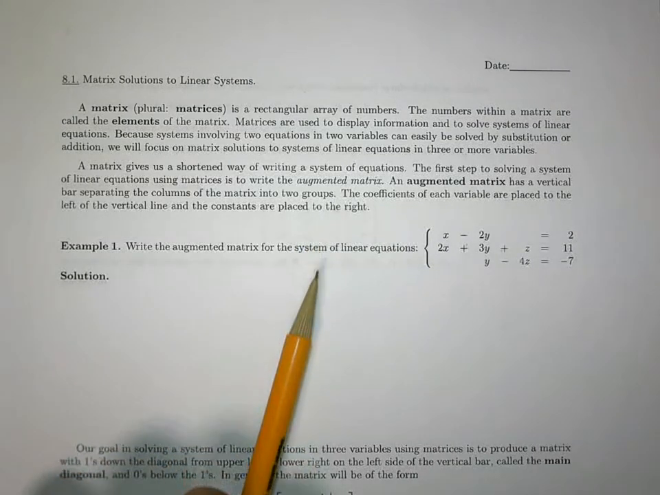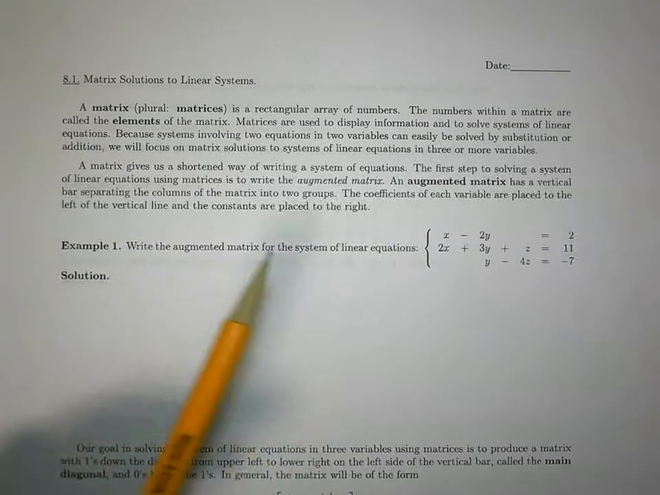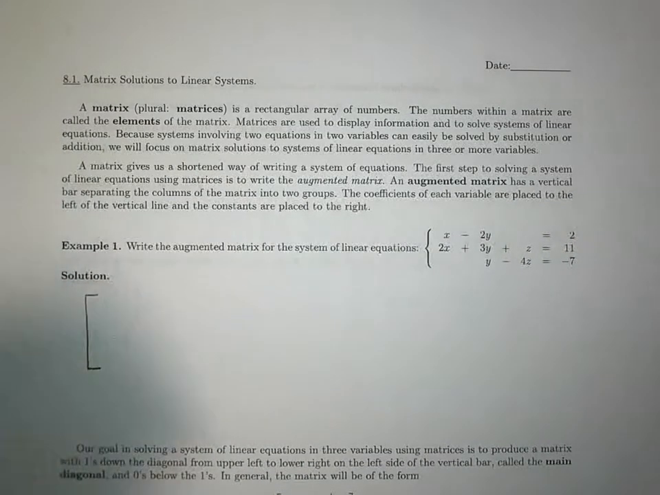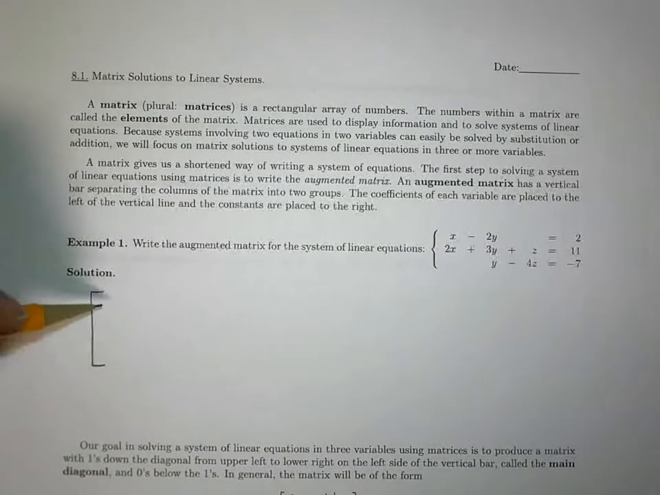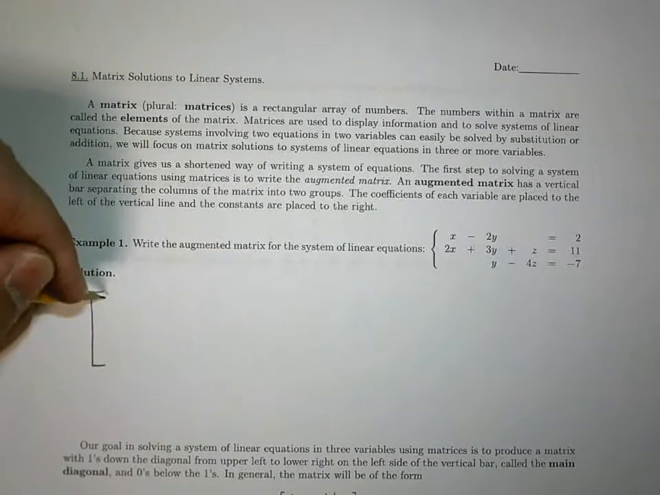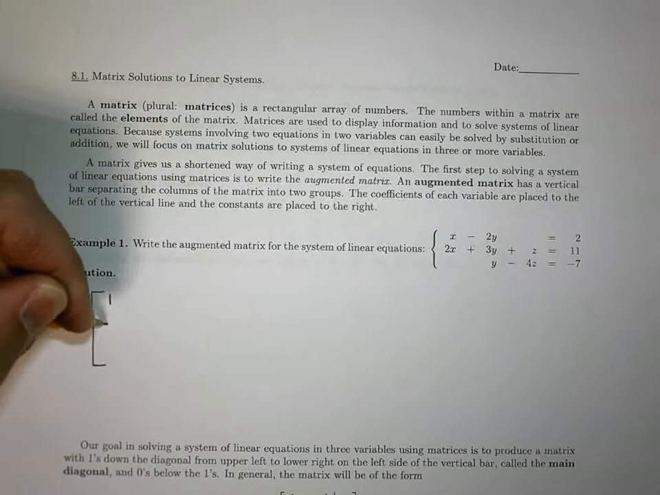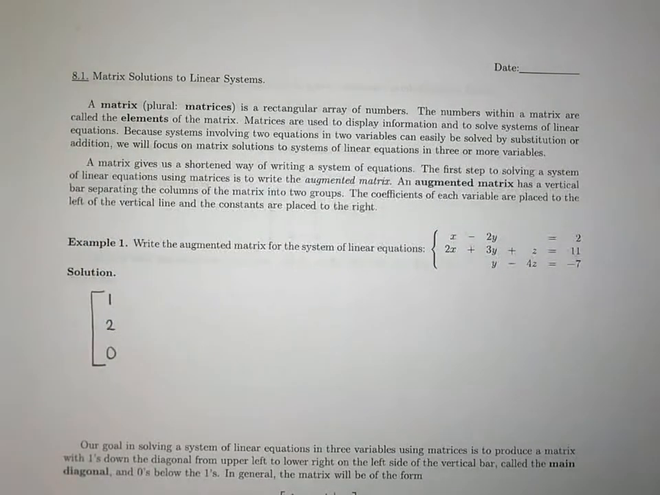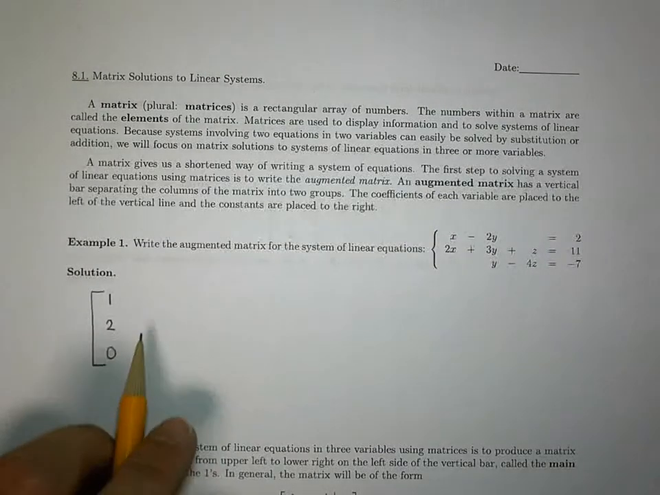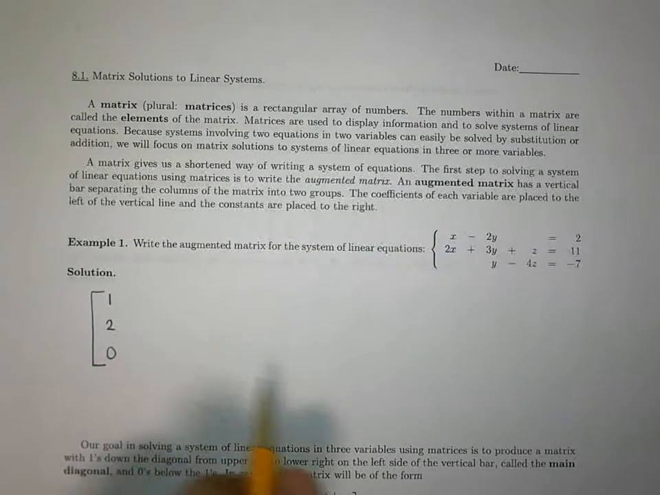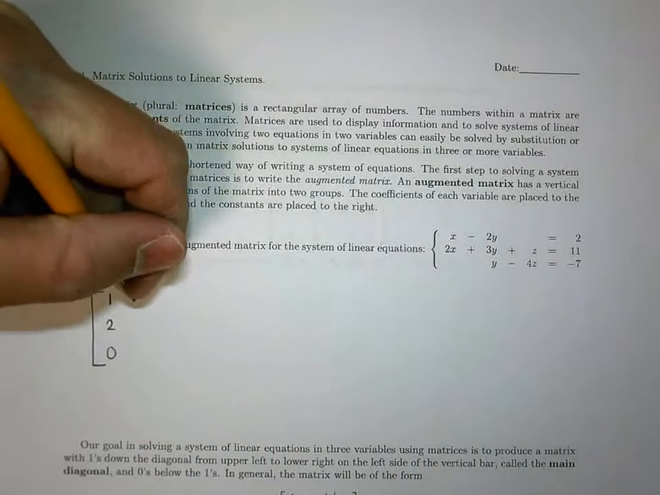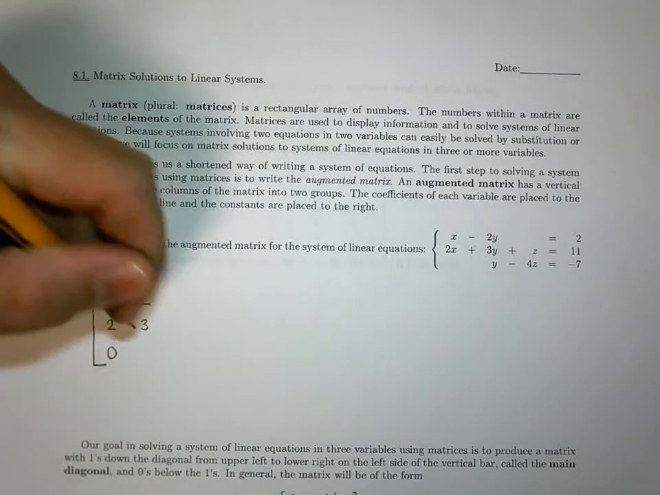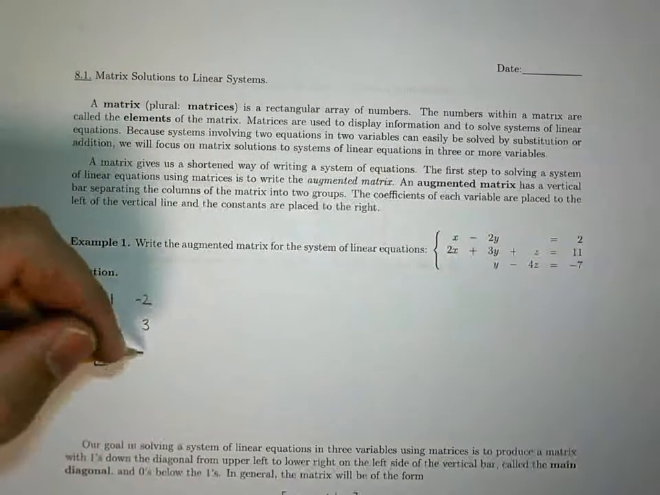So for example, to write the augmented matrix for this system, we're going to create a box of numbers here. In the first column we have the x numbers. In the first equation we see a 1x, in the second equation we see a 2x, in the third equation we see no x's. Then the next column will be the y's. I see a negative 2y in the first equation, a 3y in the second equation, and a 1y in the third.